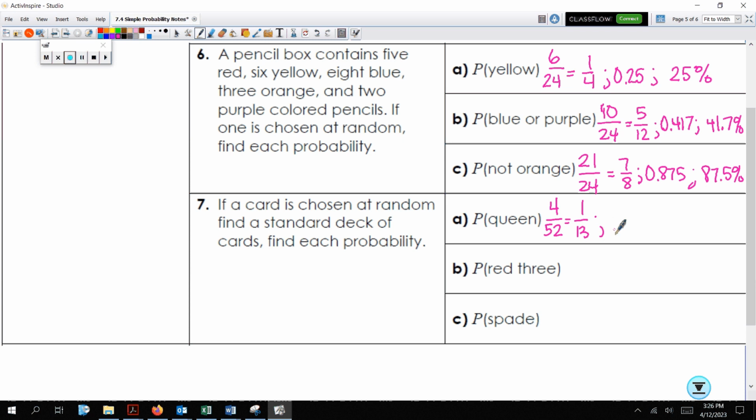1 divided by 13 is 0.0769. Multiply that times 100, and I get 7.69%.